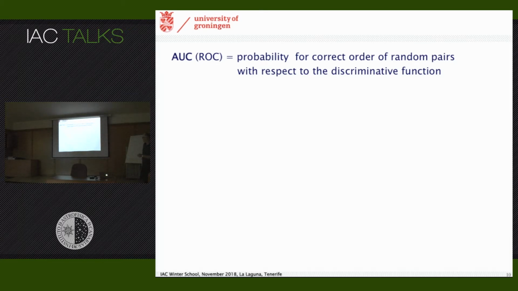how it's obtained. The AUC tells you the probability for correct order of random pairs with respect to the discriminative function. If you have a direction, like the perceptron vector, and class 1 is up there, class 0 is down here, and now you select randomly one data point from class 0 and one data point from class 1, the AUC tells you what is the probability that the class 1 example is further up than the class 0 example. So it has an immediate statistical interpretation which makes it very attractive.